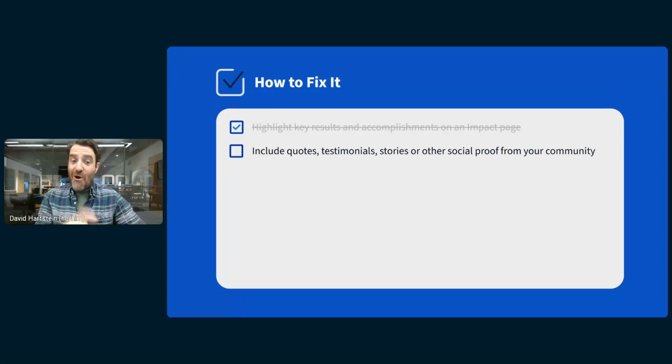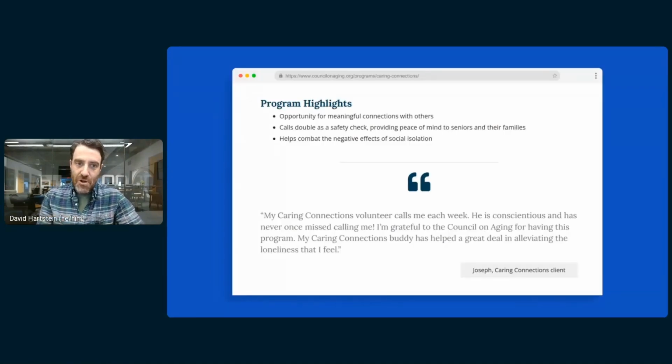Now, in addition to all of that, it's also a great opportunity to help your visitors understand how critical your work is to the communities that you serve. One of our clients here, Council on Aging of Central Oregon, does a great job of using quotes to connect their visitors to their programs. This is on one of their program pages called Caring Connections. In this particular program, they are matching volunteers to an older adult for a weekly hangout, either in person or on the phone. And here's the quote from Joseph, one of their clients.